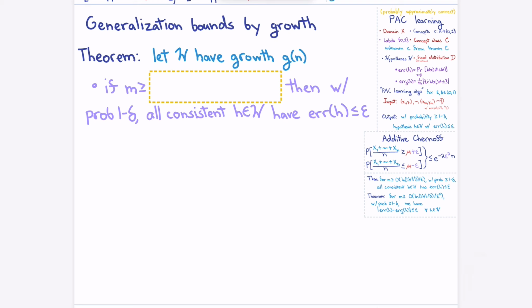So we're going to try to get the same theorems again. One, suppose the hypothesis class has this growth. Claim: if m is at least something, then with probability 1 minus delta, all consistent hypotheses have error at most epsilon. So what should m be?